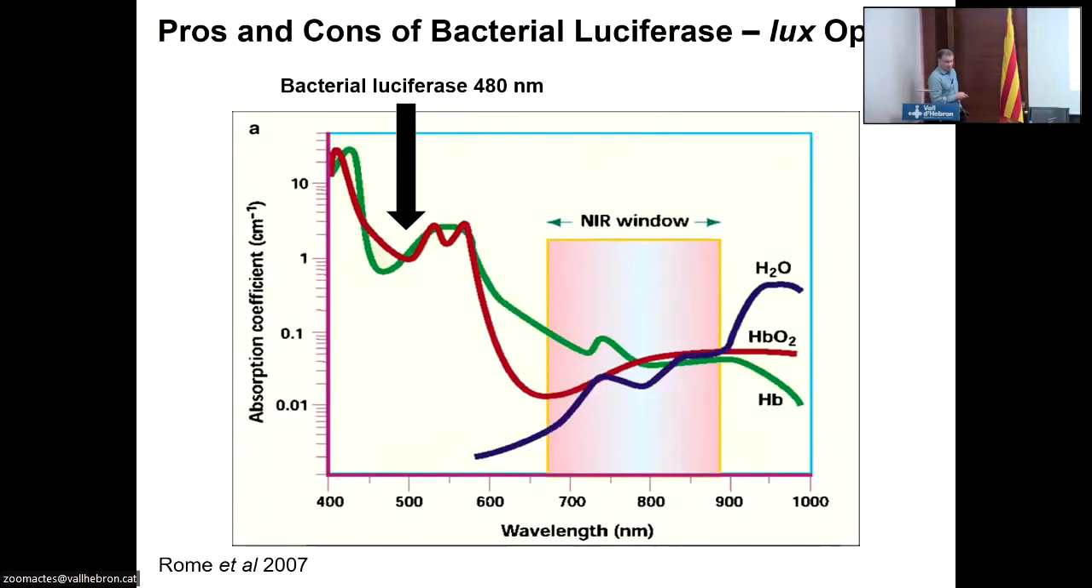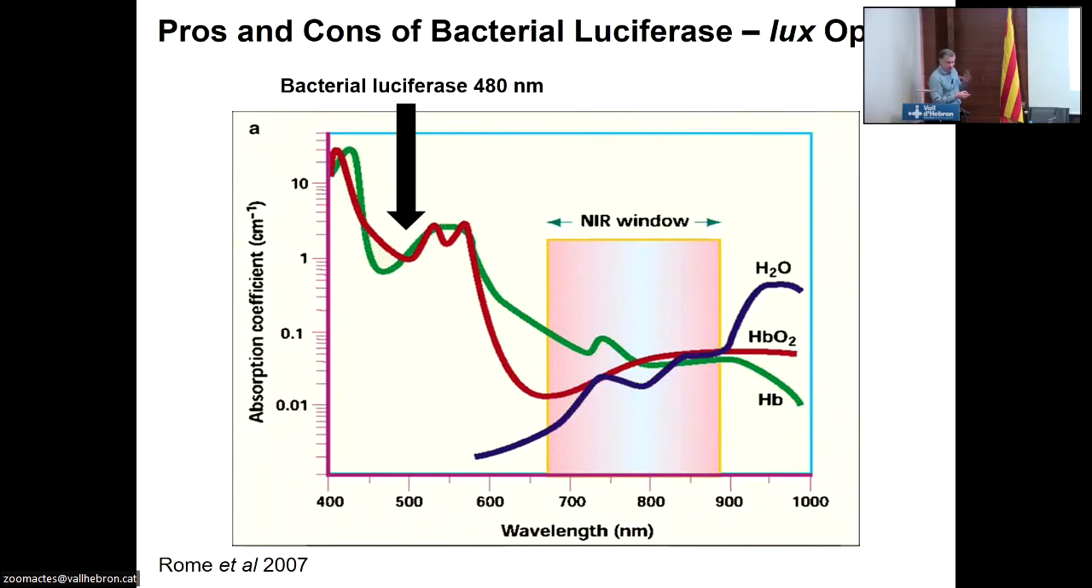The disadvantage is that these are very, very blue molecules. The peak luminescence of bacterial bioluminescence is 480 nanometers. This means that in the vast majority of cases, if you have an infection that's subcutaneous, you can see it very easily. When you start getting deeper, it becomes more challenging.